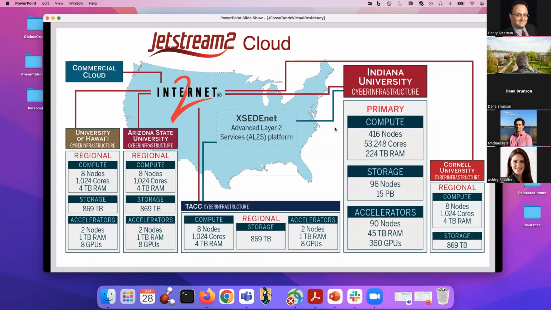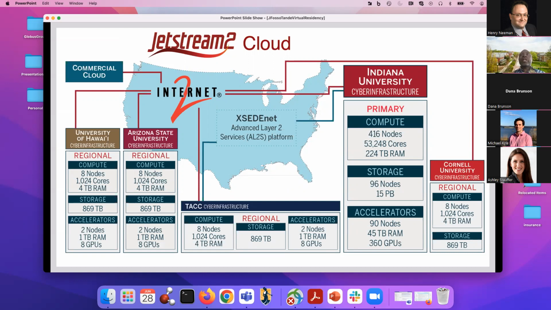Jetstream 2 is not located at a single institution, but at multiple institutions. The primary institution is Indiana University, which has 416 nodes with 53,248 cores and 224 terabytes of RAM in total. Storage nodes, 96 of them, for 15 petabytes of storage. It equally has accelerators.